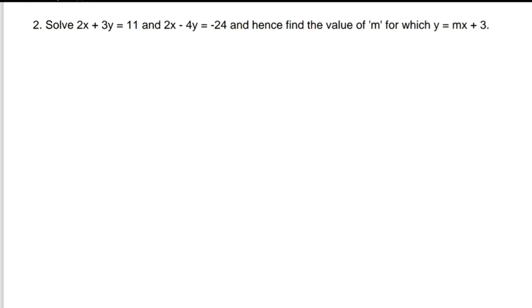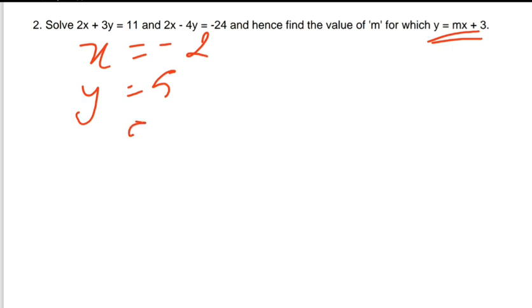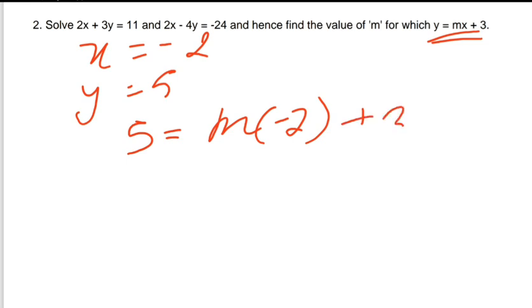So we got the x value as minus 2 and we got y as 5. Okay. Now let's plug these into this equation. So y is equal to mx plus 3, that is 5 is equal to m into minus 2 plus 3. So 5 is equal to minus 2m plus 3.